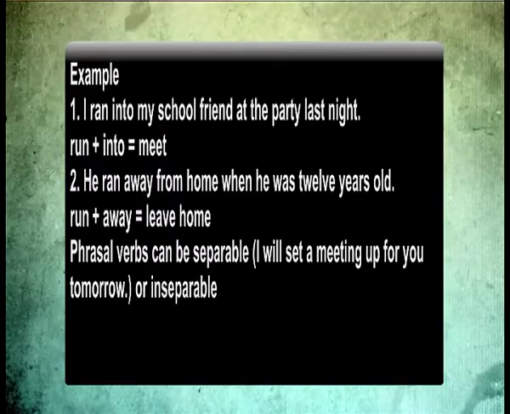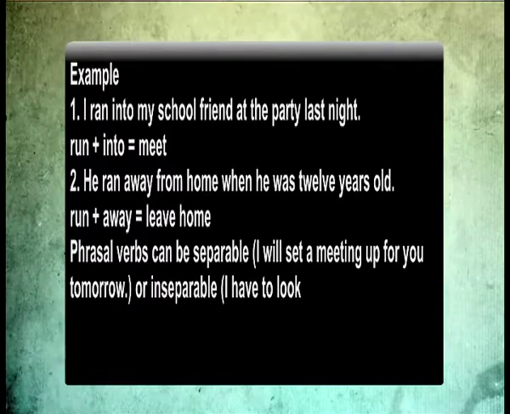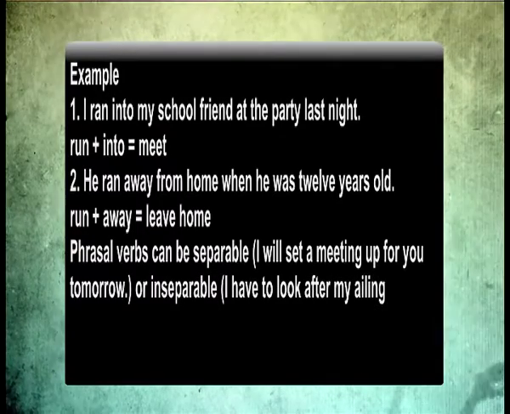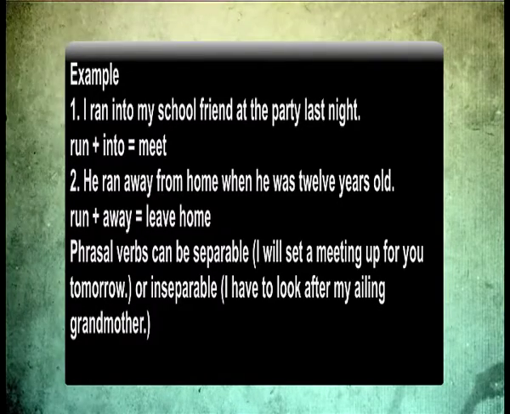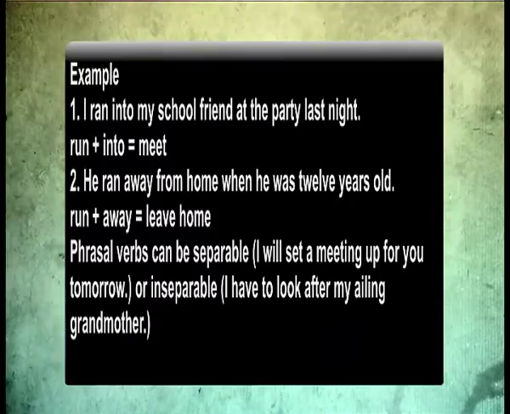Phrasal verbs can be separable. I will set a meeting up for you tomorrow. Or inseparable, I have to look after my ailing grandmother. Learners, do the next exercise on your own. You have to fill in the blanks with the correct word from the ones given in the brackets. In exercise 2, you have to identify and underline phrasal verbs.